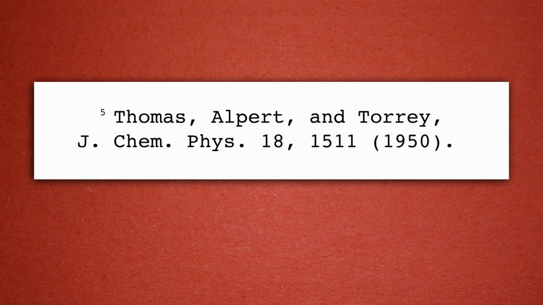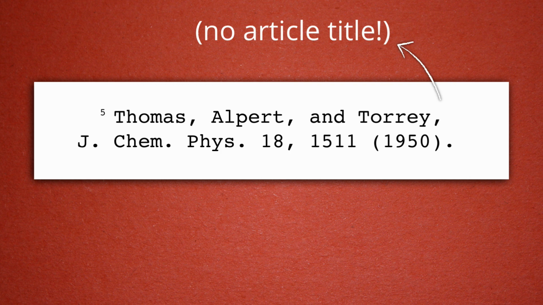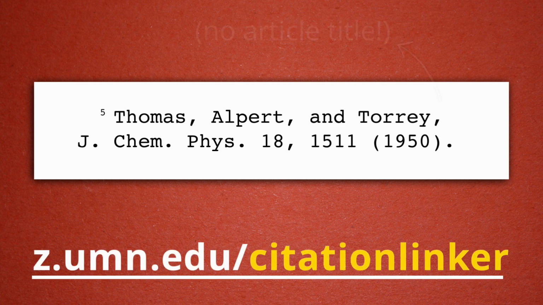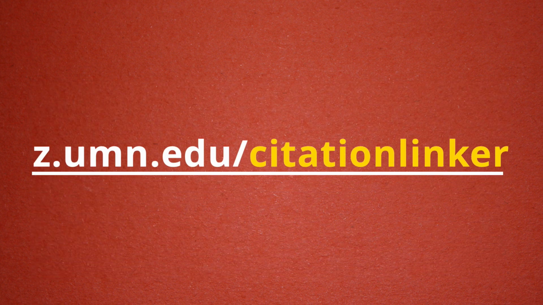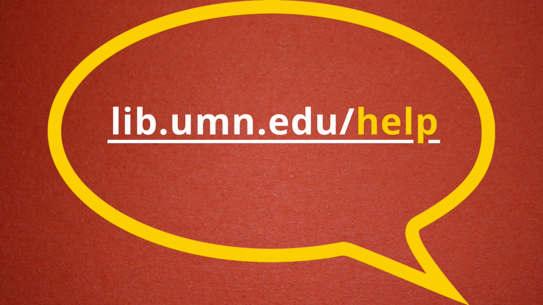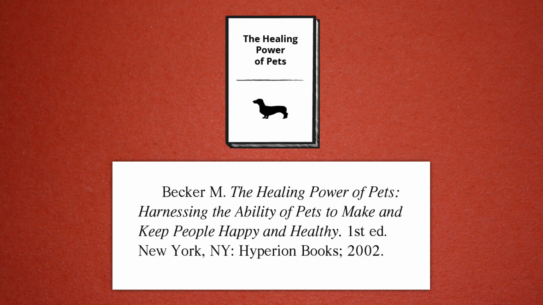If there is no article title in the citation, you can use a tool like Citation Linker to get to the article using the information you do have. Find Citation Linker at z.umn.edu/CitationLinker. If you have any problems getting to an article, ask us. We can help.